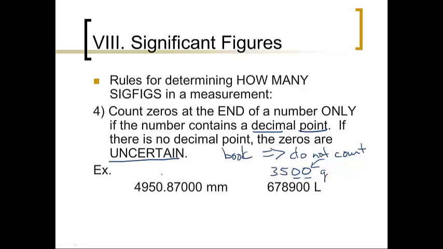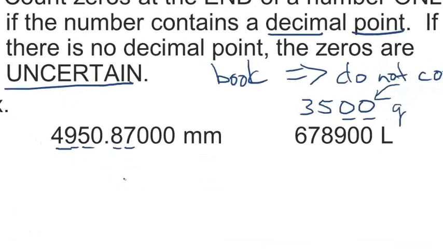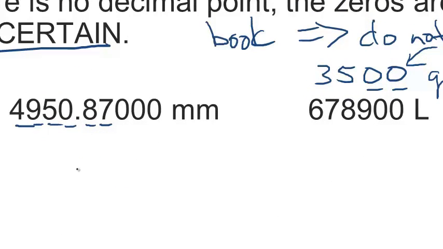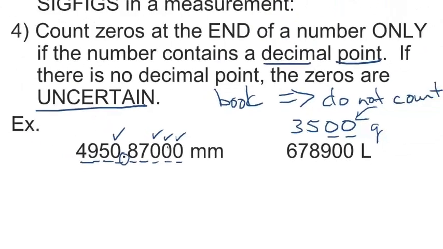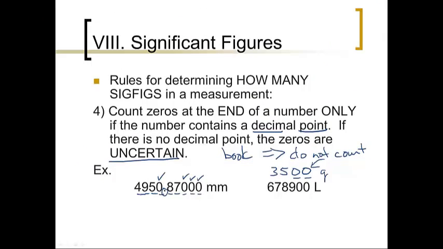Okay. So this first example, 1, 2, 3, 4, 5 non-zero digits. This zero counts because it is sandwiched. These zeros also do count because they're at the end of the number, but there is a decimal point. So that means the zeros will count. So this one here has 1, 2, 3, 4, 5, 6, 7, 8, 9 sig figs in it.